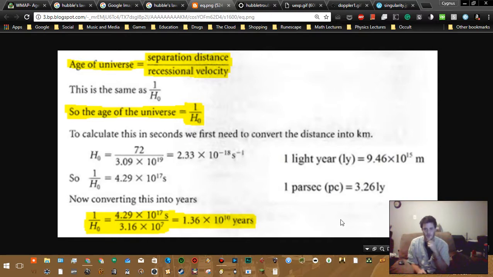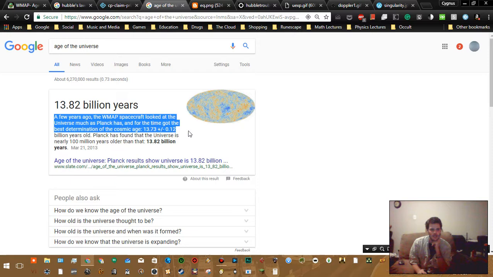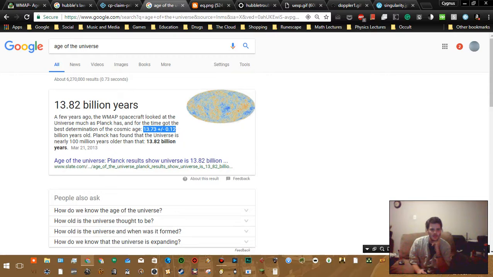Our current value is 13.82 billion years. I was almost certain that was what it was, but I had to look it up again. But here we give a little bit more information. So 13.73 plus or minus 0.012. That's an important point to make right there, that plus or minus. That plus or minus right here tells you that we are doing science. This uncertainty, this plus or minus, it means that we could be off.